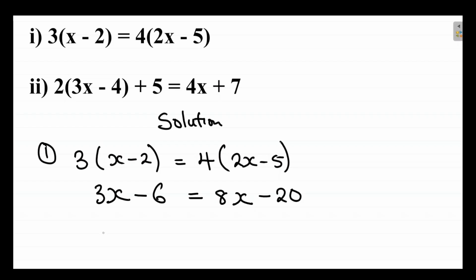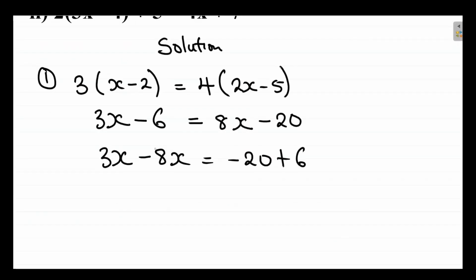We have that the equation becomes 3x. When 8x crosses the equality sign, it becomes negative 8x, equal to negative 20. Now, when negative 6 crosses the equality sign, it becomes positive 6. So 3x minus 8x is giving us minus 5x equal to minus 20 plus 6, which is minus 14.